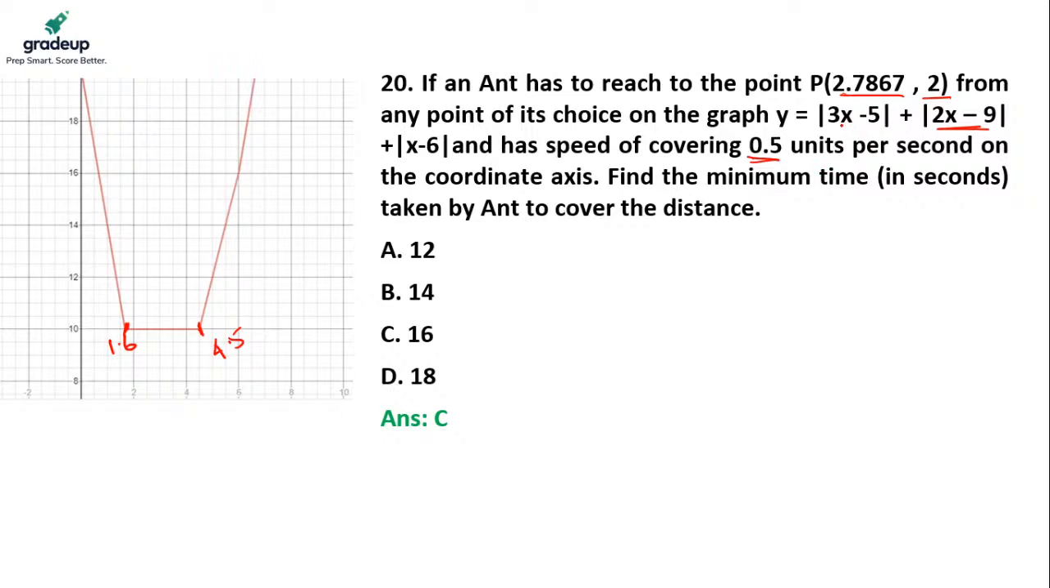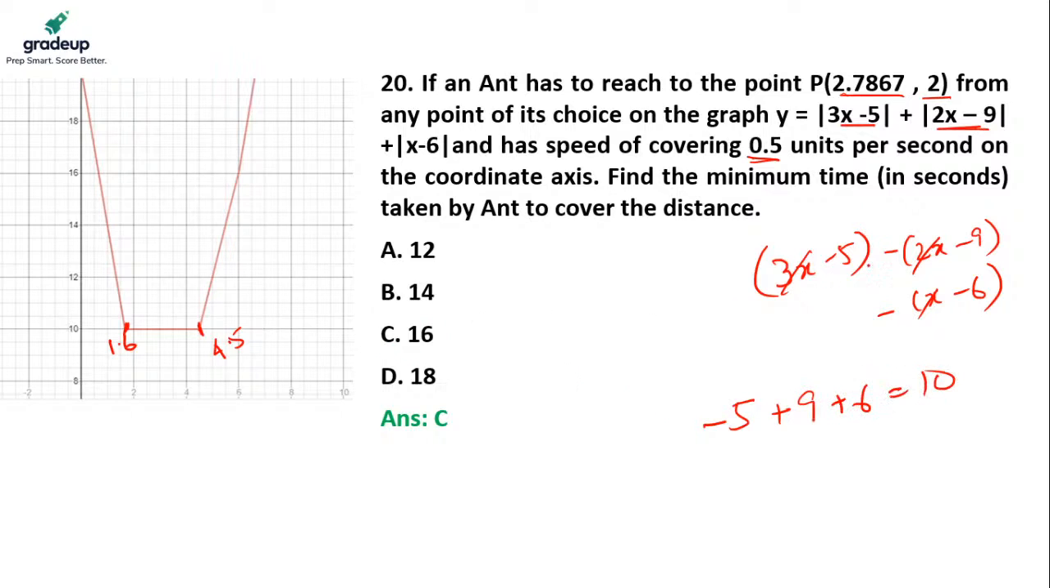Why a straight line? Because this value will be positive and the other two will be negative. So my function will become 3x minus 5 minus 2x minus 9 minus x minus 6. 3x and 3x will get cancelled out. I am left with minus 5 plus 9 plus 6, which gives me 10. And then my third time the function will change at x equal to 6. Beyond x equal to 6, all the functions will be positive, and it will be an increasing function with a higher slope. So this is how my graph will look.